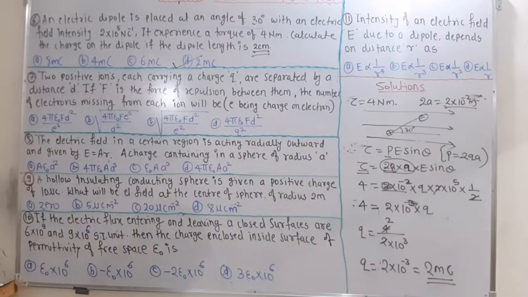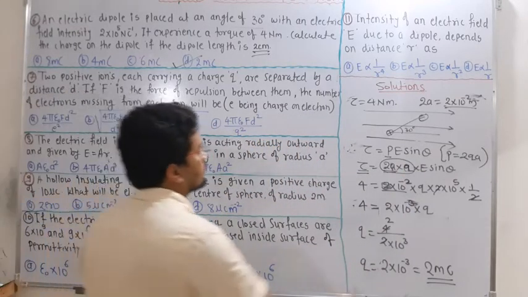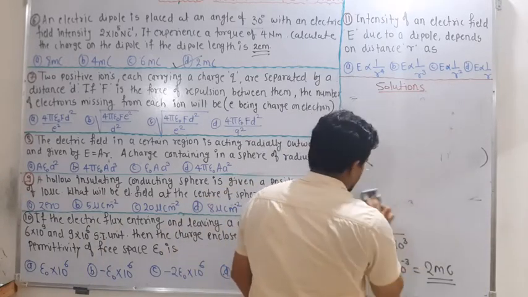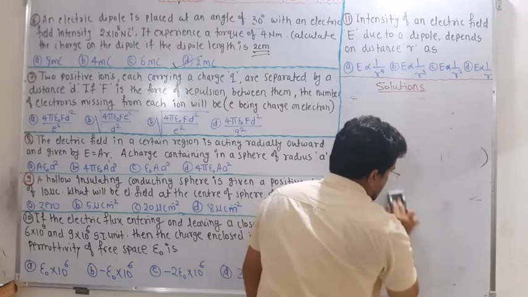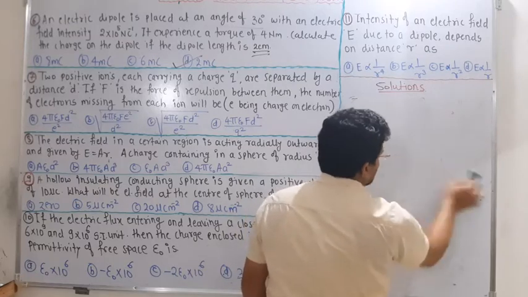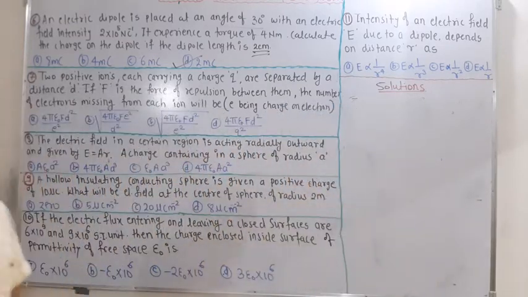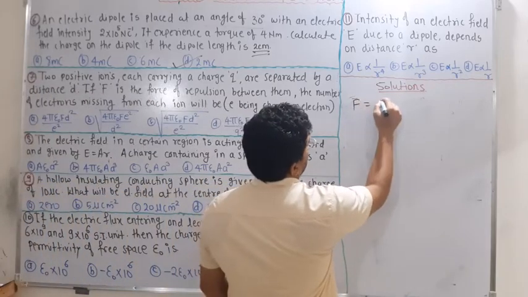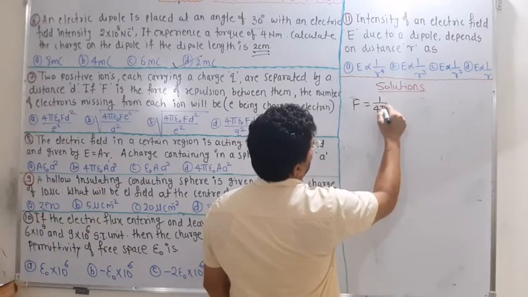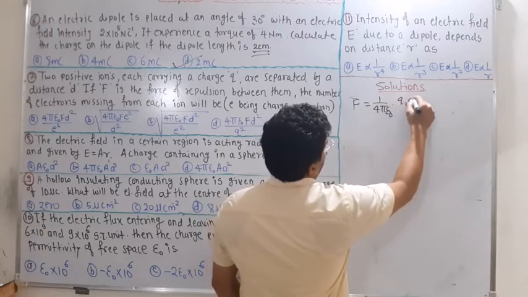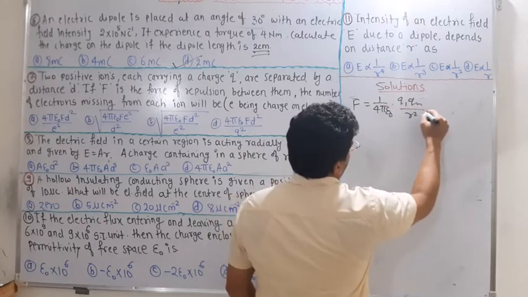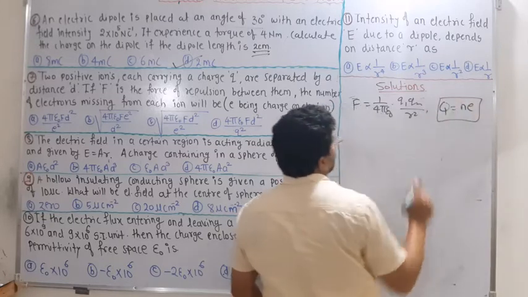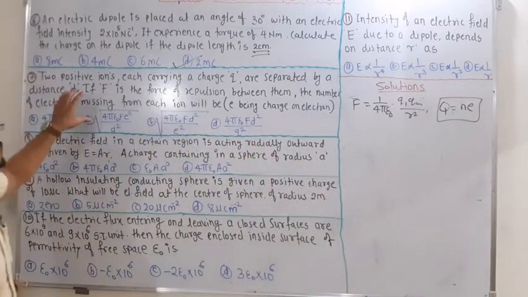So moving towards the next solution, very important. It may look bigger, but the solution is very small. Depending on the quantization equation, you have to use two equations. One is F is equal to 1 upon 4 pi epsilon naught q1 q2 by r square, and second is quantization, q is equal to n into e. You have to use these two equations.